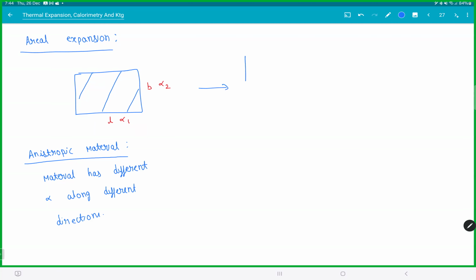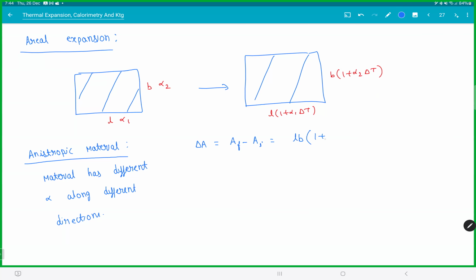So when I try to increase this, this will become L into 1 plus alpha 1 delta T. This will be B into 1 plus alpha 2 delta T. So the new area, the change in area will be area final minus area initial, which is LB into 1 plus alpha 1 delta T, 1 plus alpha 2 delta T minus LB. So LB will cancel. We get alpha 1 plus alpha 2 delta T plus alpha 1 alpha 2 delta T square.